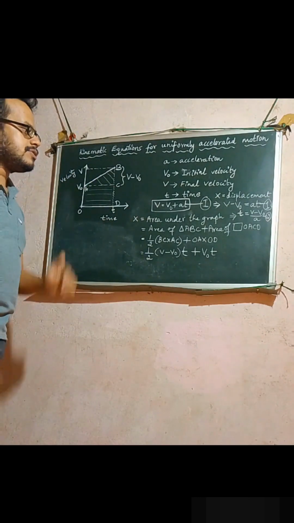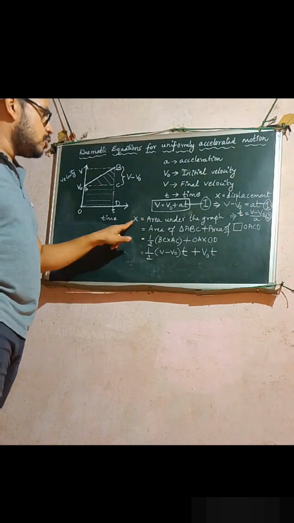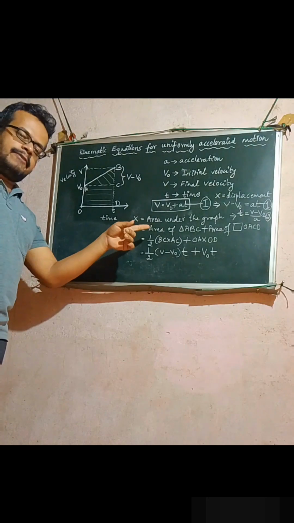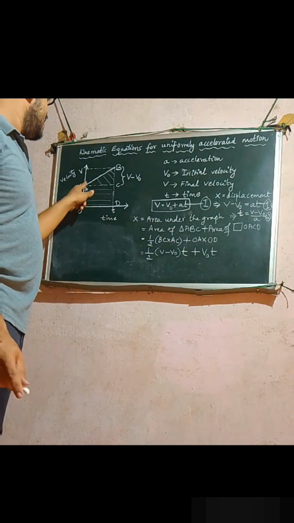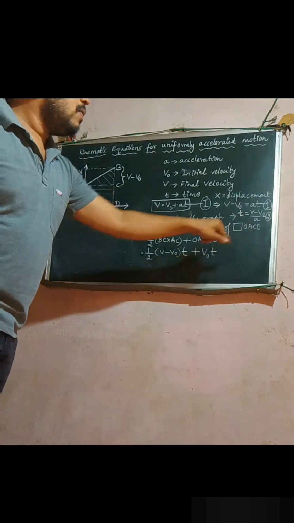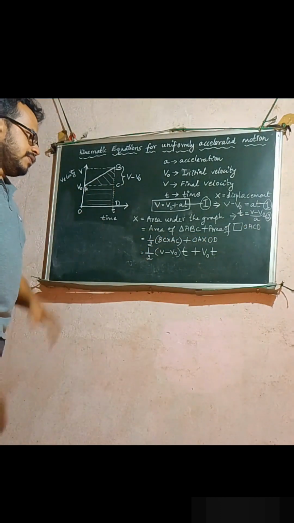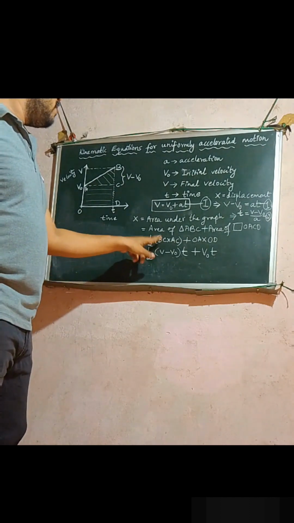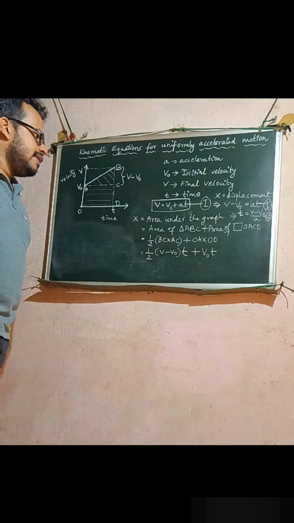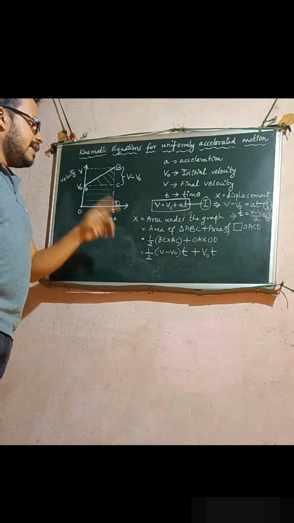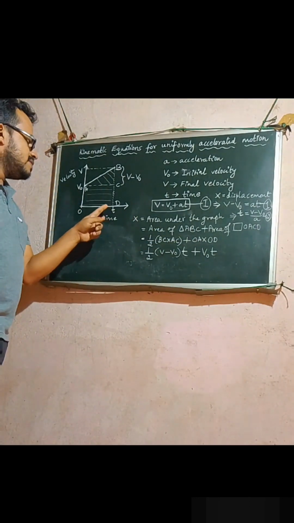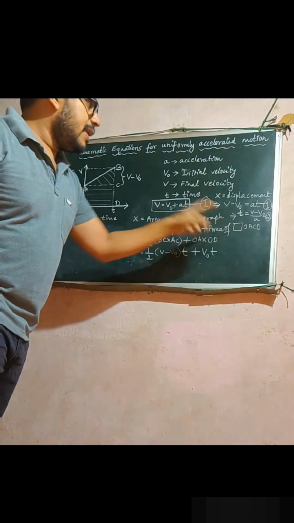Now we have considered for the derivation of the third equation the same concept, that is, area under the velocity time graph gives the displacement. So x should be equal to the area under the graph. The area under the graph, as we know, is the area of the triangle ABC plus the area of the rectangle OACD. So that is equal to half into BC, BC is this side, into AC, this side, that is the area of this triangle, plus OA into OD, OA is this side, OD is this side, that is the area of the rectangle.